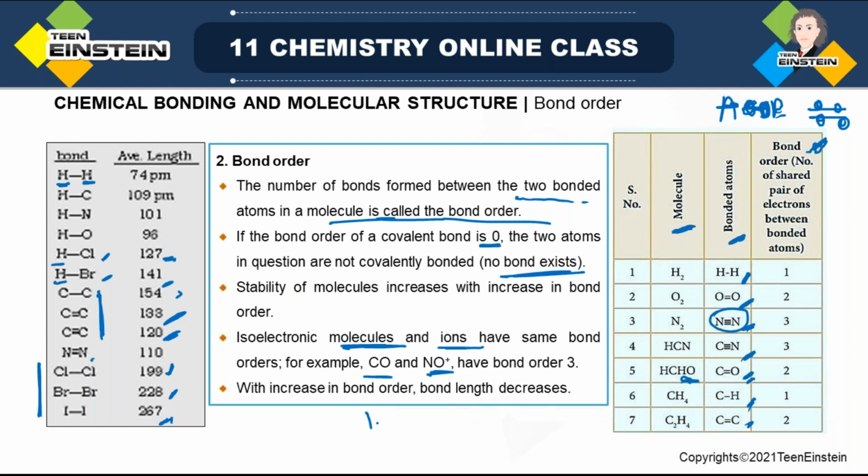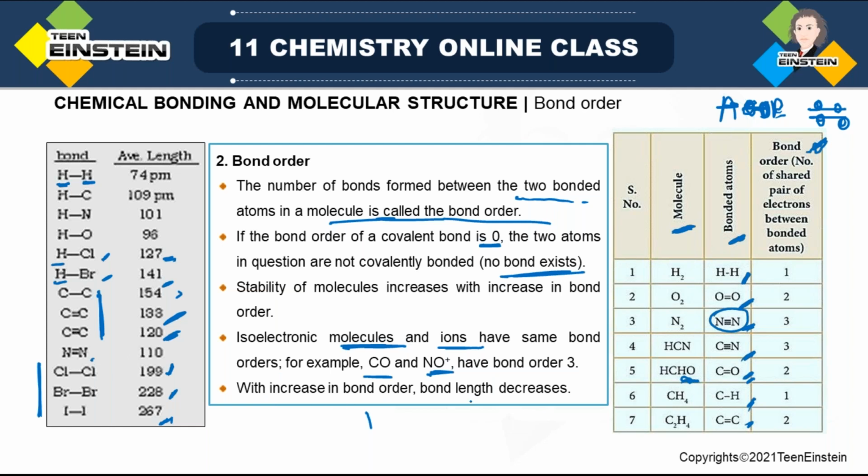Then come to NO plus. Nitrogen total electrons 7, atomic number 7. Oxygen is 8. 8 plus 7 is 15, but there is a positive sign, so 15 minus 1, it is 14. So again, you are getting the same number. So that is why these two are isoelectronic species, and bond order for both is 3.